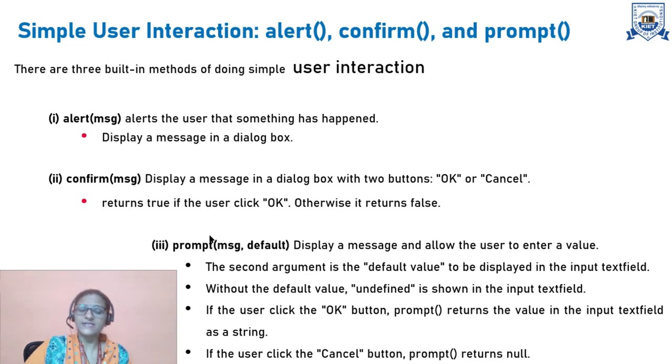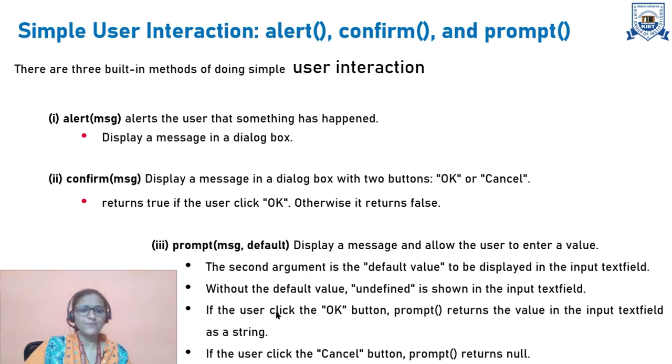Confirm again displays a message in a dialog box with two buttons, OK or Cancel. As soon as we click the OK button, it returns true and our work is done. Otherwise, it will return false and no action will be performed.